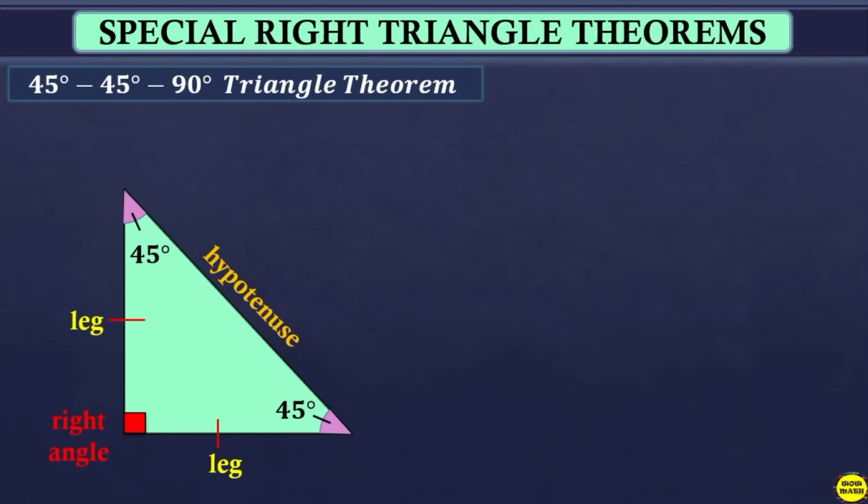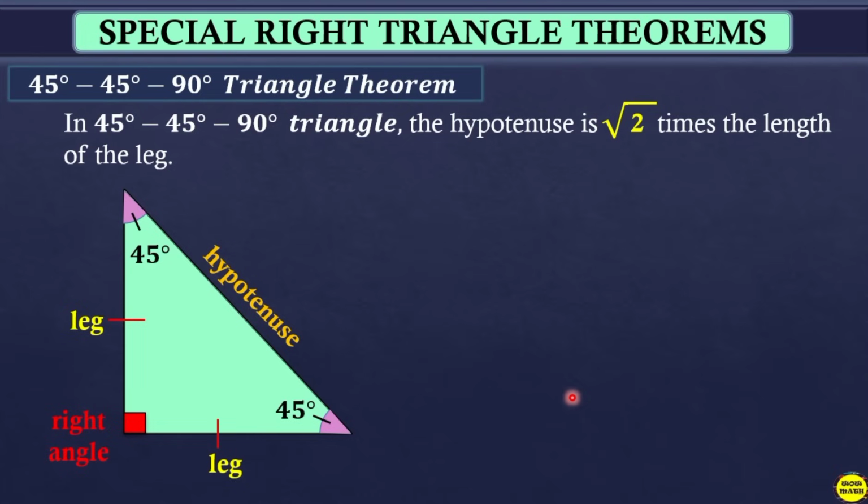Let's have first the 45, 45, 90 triangle theorem. So, ano ba ito? In a 45, 45, 90 triangle, the hypotenuse is square root of 2 times the length of the leg. So, para mahanap natin ang hypotenuse, magbe-base tayo sa leg. Dapat given yung leg mo. So kung ang leg po natin, let us represent our leg as x.